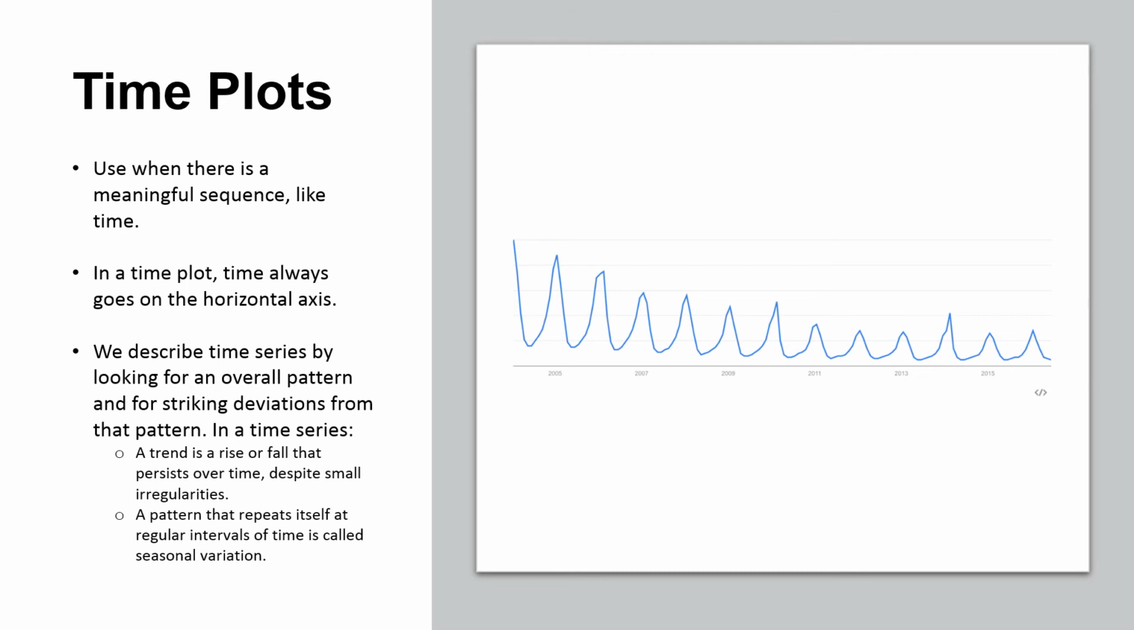In a time plot, time should always go on the horizontal axis. We describe a time series by looking for an overall pattern and for striking deviations from that pattern. A trend is a rise or fall that proceeds over time. Spikes spot irregularities. A pattern that repeats itself at regular intervals of time is called seasonal variation.